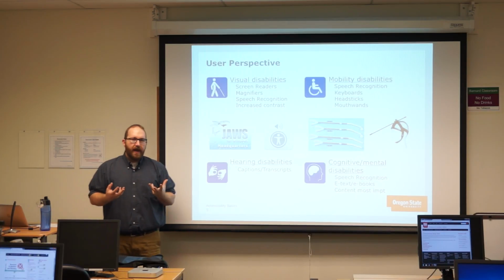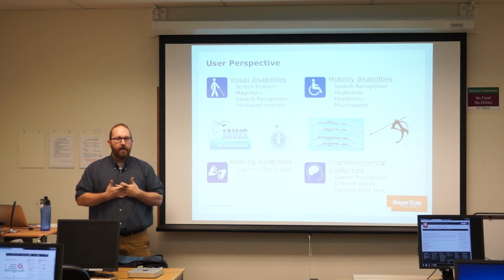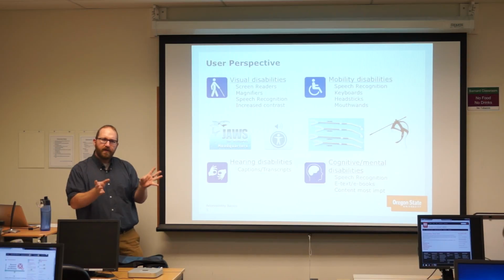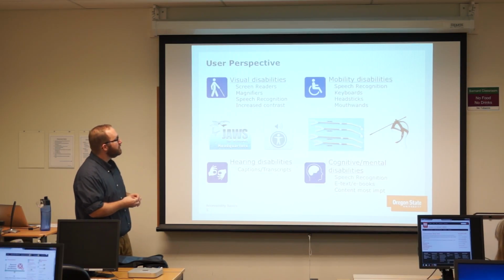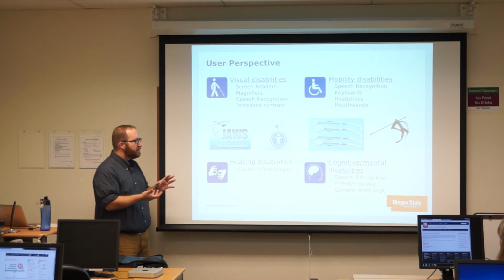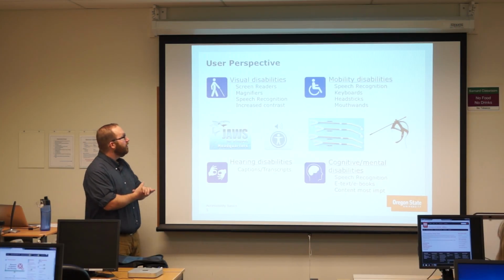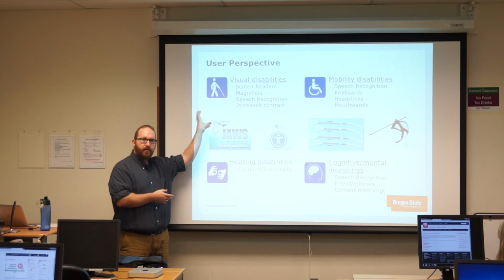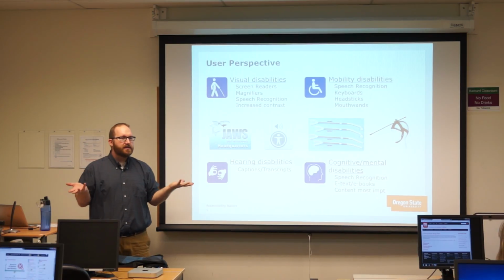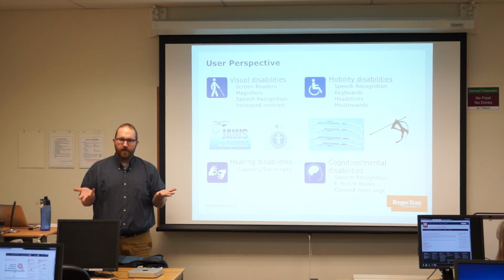So, trying to break down the population that we're talking about into 4 broad categories, not perfect categories, but one way to organize information. Most folks, when they think about web accessibility, think of people who are blind, people with visual disabilities. But certainly this topic affects a lot more individuals than just folks who are blind.